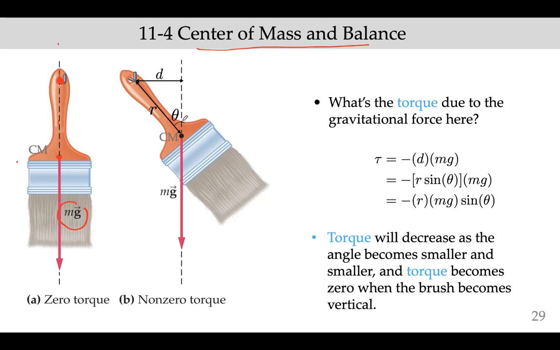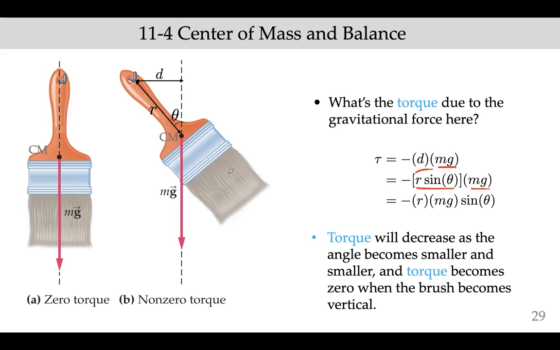But if you look at this figure, if the brush is like this, there is mg here, and from the force to the axis of rotation, or the hanging point, there is some distance and some angle. So you can write the torque here as d times mg, using the perpendicular distance to the extension of the force. That's one option. The second option is mg times the perpendicular distance. If this is theta, and this is r, this would be r times sine theta, and that's the second case.